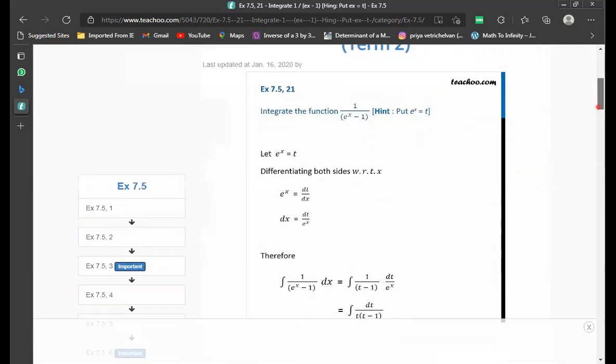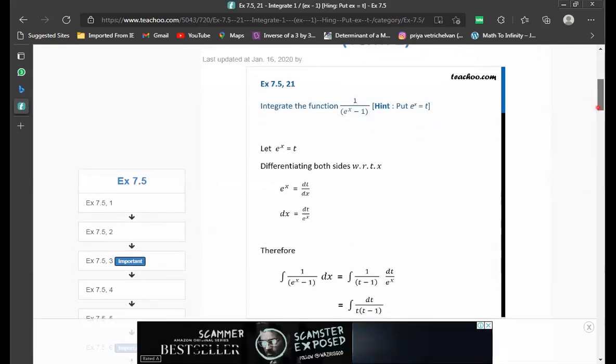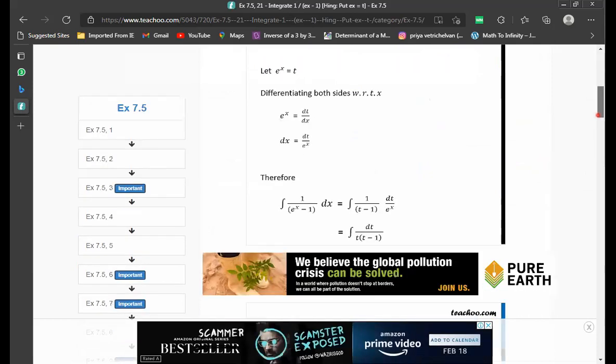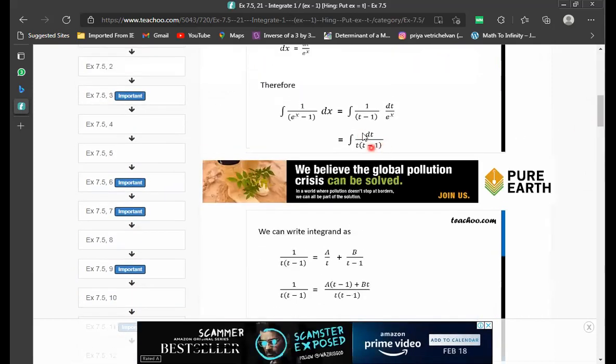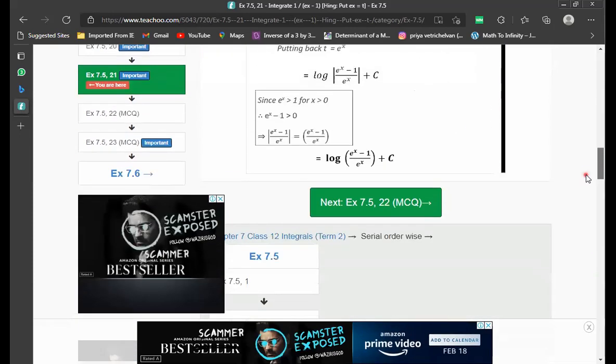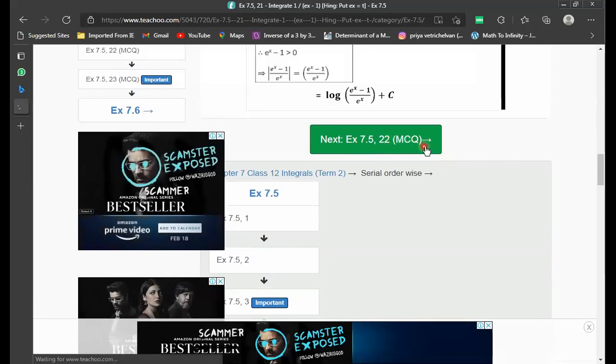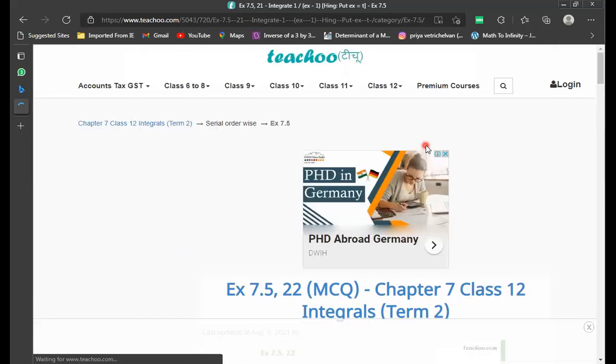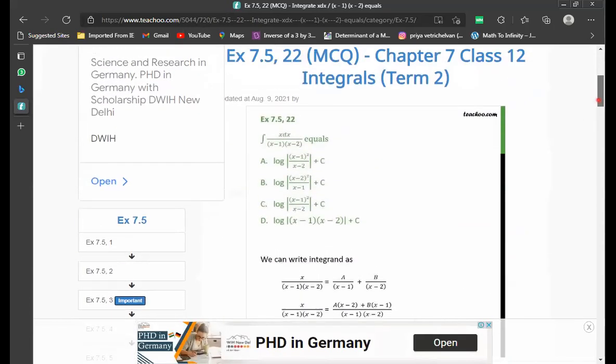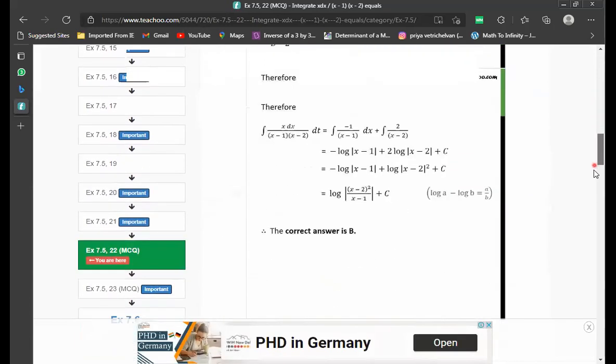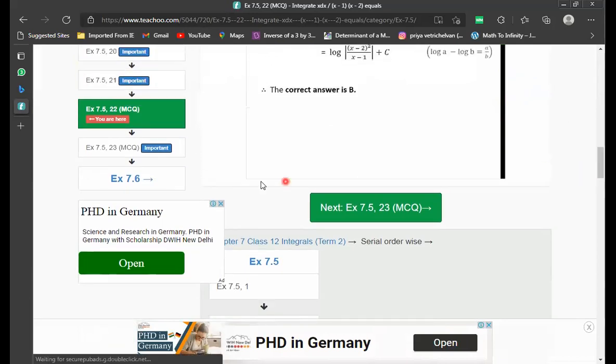In this question also, they're assuming e power x as t. They gave a hint, so differentiate both sides. You can change your question like this, similarly to a upon t plus b upon t minus 1. Same question. At last, you just have to replace your t in terms of x. That you should not forget. Same kind of questions only. That's all about this exercise.